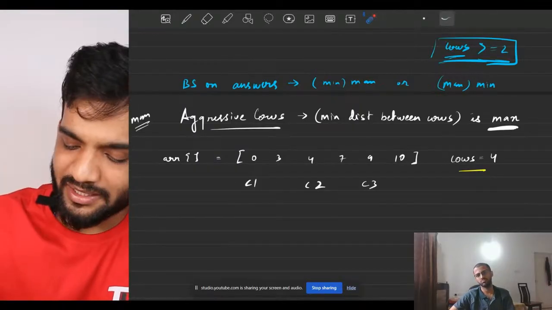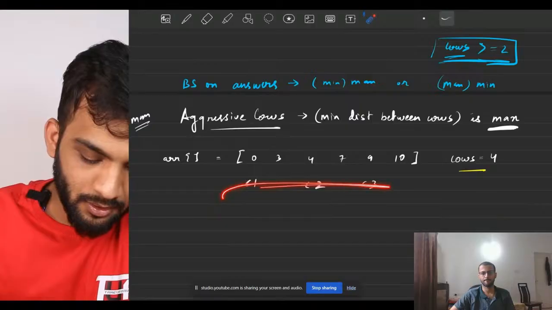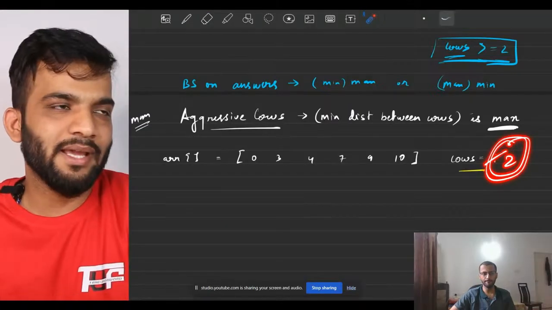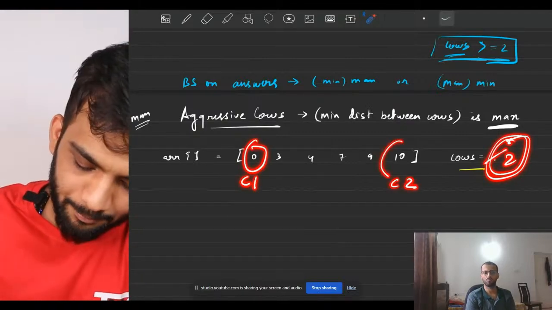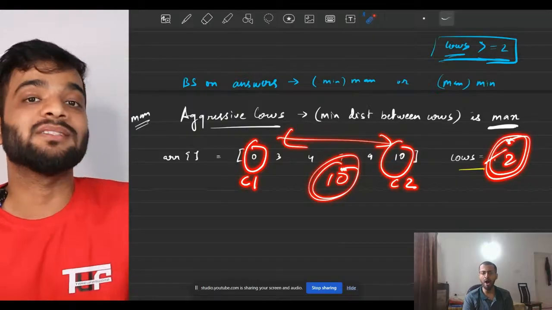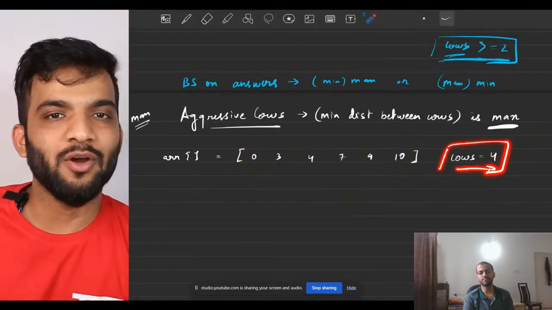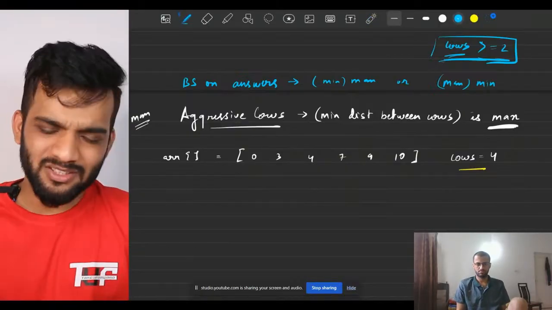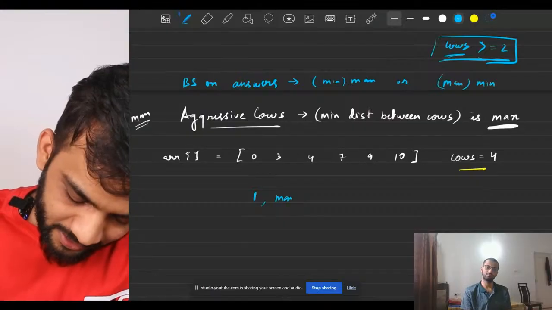If I ask you, what is the maximum distance till which you can go? Just think of test cases. I can think of test cases where the number of cows is two, and the farthest configuration can be the max minus min. This can be the maximum distance possible. Whenever you're solving a problem, you cannot check for every value of cows. You can look for the extreme case. The minimum distance we know can be 1, and the farthest distance can be the max minus min.